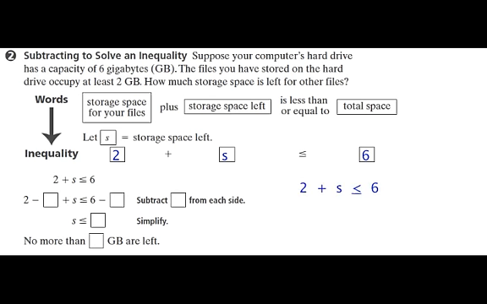We're trying to still get s by itself, so we're going to subtract 2 from both sides of the inequality. The 2's on the left-hand side cancel each other out. On the right-hand side, you have 6 minus 2, which is 4. So s is less than or equal to 4. So no more than 4 gigabytes are left.